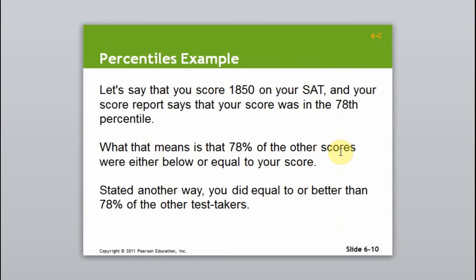Couple more examples. Let's say that you score an 1850 on the SAT and your score report says that you were in the 78th percentile. What this means is you did better than 78% of all other people who took the SAT. I think that's really good. I think that's something to be proud of if you did better than 78% of all other people.